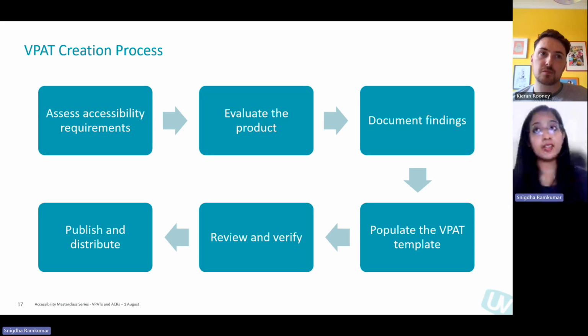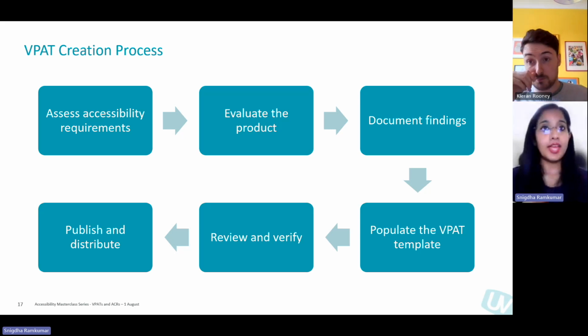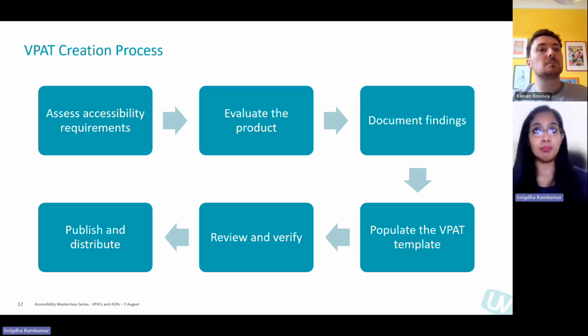And at this point, you can clearly state the conformance level, so that is supports, partially supports, does not support, or not applicable. Then you have to review and verify this template file, and also try to ensure that it can be replicated in different delivery formats, such as HTML or PDF. And this is important because the final conformance report must be accessible.